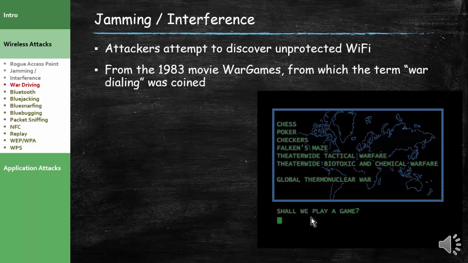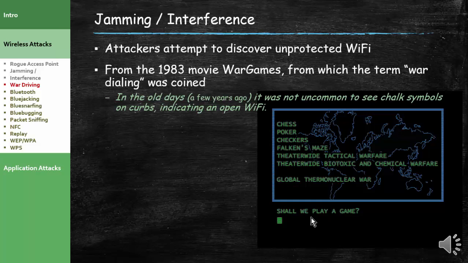But instead of war dialing, we're talking about war driving. Kind of the same thing, but we're driving around looking for an open signal instead of dialing phone numbers over and over again. But this is definitely something that we have to worry about. In the old days, people would put chalk symbols on the curb in front of a building where there was open internet.